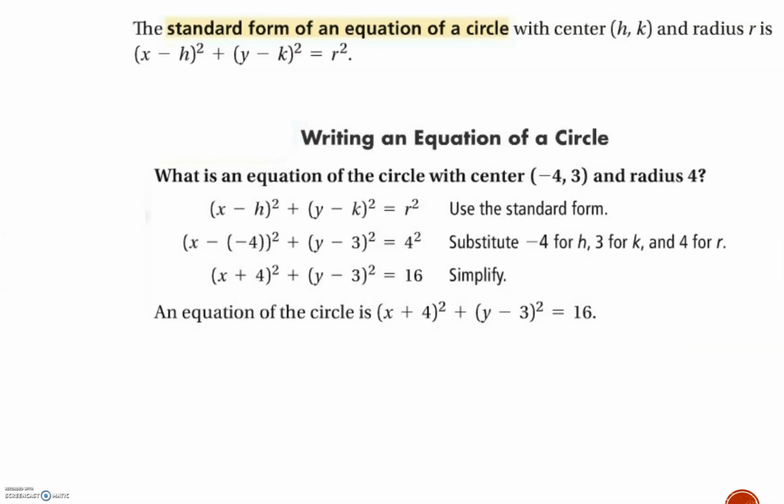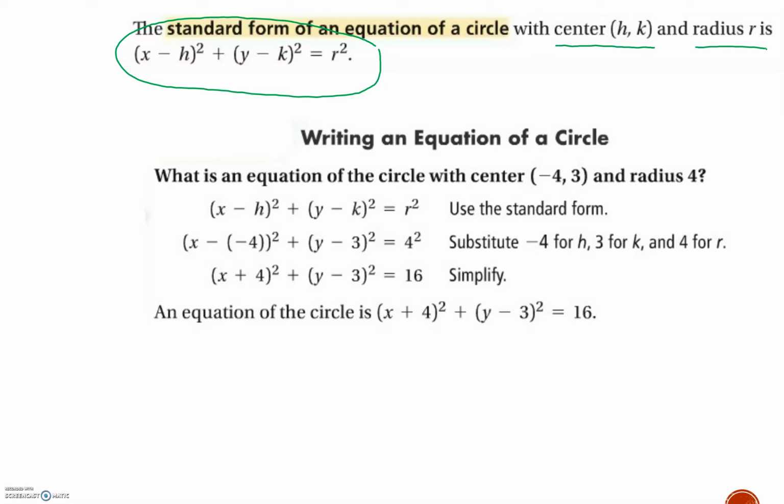So we look at our equation for a circle. Our standard form looks something like this. X minus h, the quantity squared, plus y minus k, the quantity squared, equals r squared. In that formula, the center is (h, k), and the radius is r. And one of the things we're going to be asked to do is to create an equation when we're given the center and the radius. And that's what's shown in the example below.